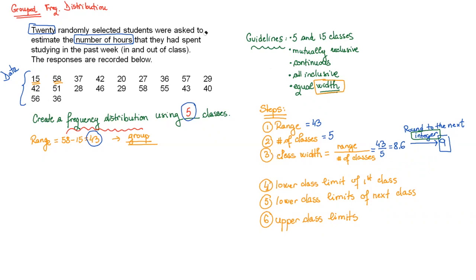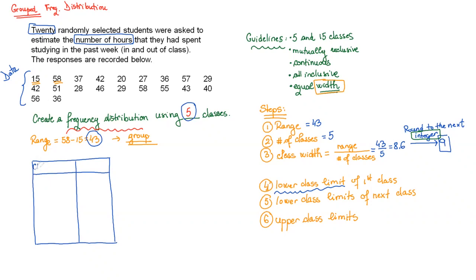And they tell us how to start this process. Step 4, it says, find the lower class limit of the first class. What is that, the lower class limit? Well, it's where we start. So I will have the frequency distribution table here first. And I know that I have my classes right here. And these are actually called class limits.